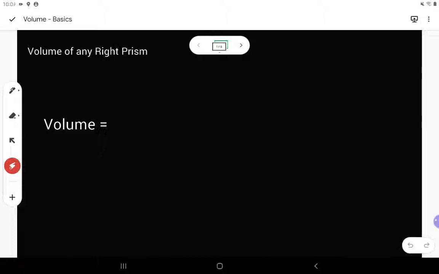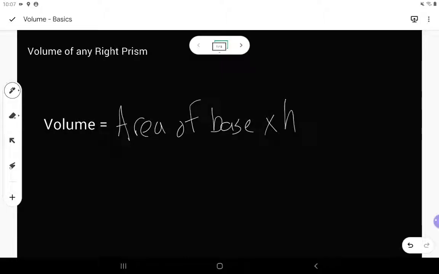The way we find it is just taking that base shape and finding its area, and then stacking that area over and over so that it gets this height going up. We simply multiply the area of the base times the height of the prism. That's our basic formula for volume. When we're looking for the volume of a prism, it is the area of the base times the height of that prism.